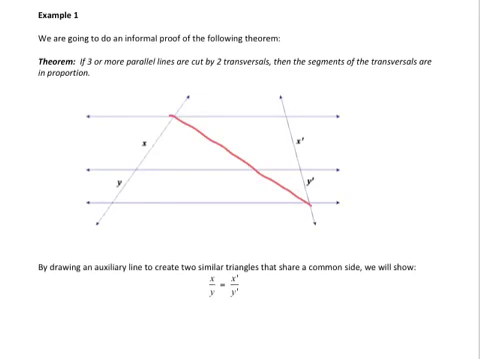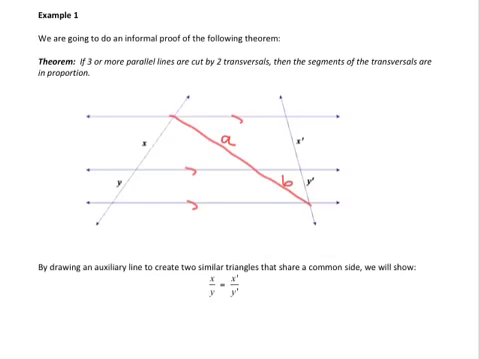So here we have two triangles. We have three parallel lines, and we have a triangle here, and we have a triangle up here. So we have an x and an x prime and a y prime and a y, and then you can see here they share this side. So I'm going to label this segment A and this segment B.